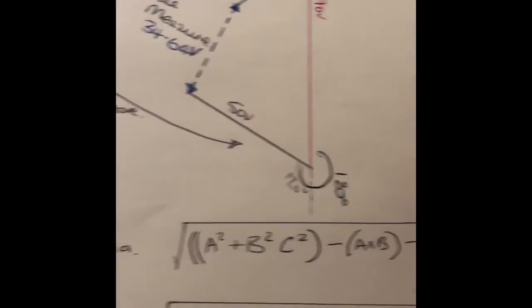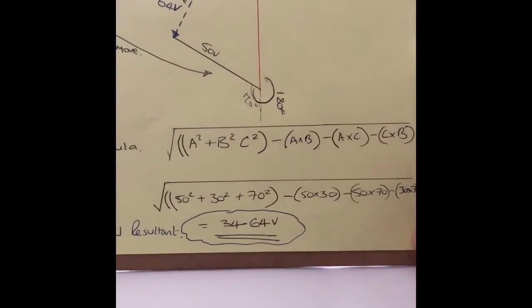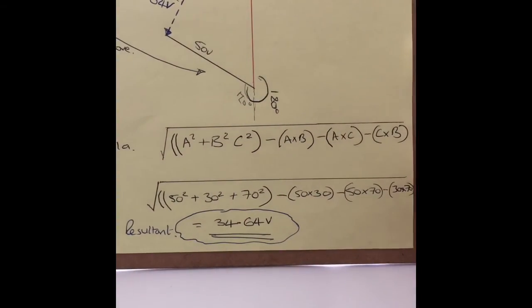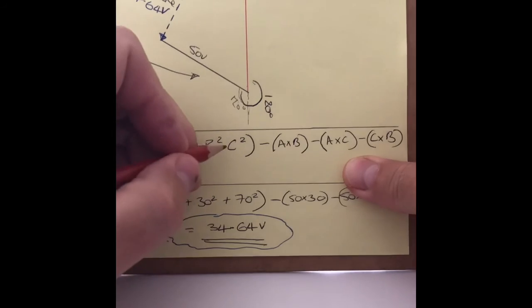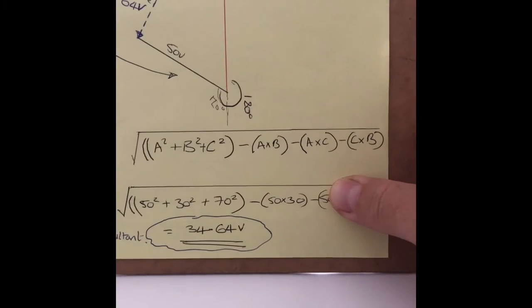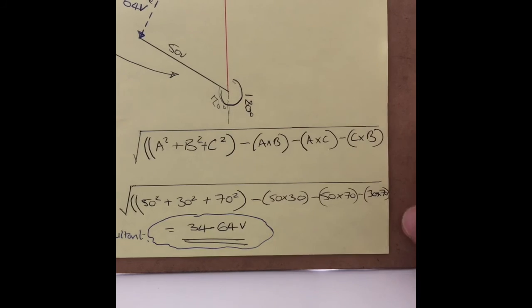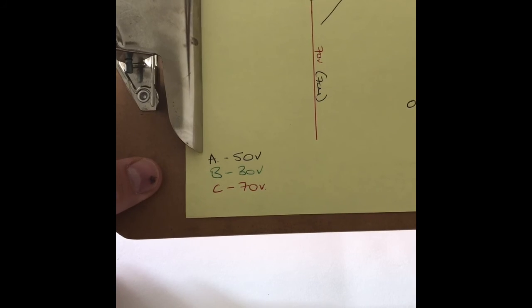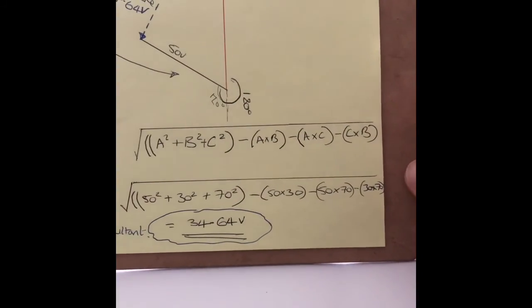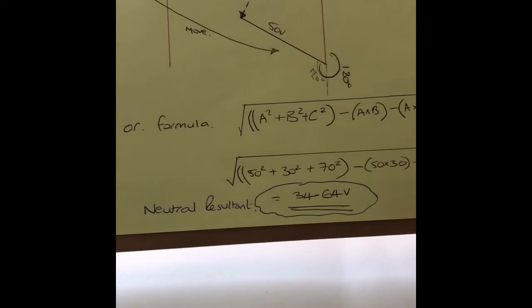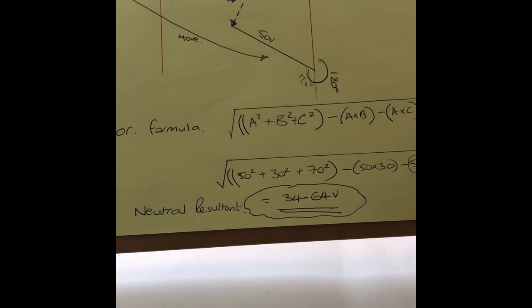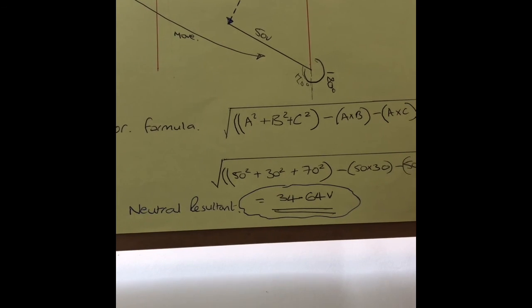But just to prove that this works, I have also used the formula. The formula again is the square root of, in the brackets, a squared plus b squared plus c squared, minus a times b, minus a times c, minus c times b. In the bottom right corner of your worksheet, I just marked out a, b and c as 50, 30 and 70 volts. On the formula, I've just transferred the correct information, and by putting that into our calculator, we can see the neutral resultant on this unbalanced system is 34.64 volts.